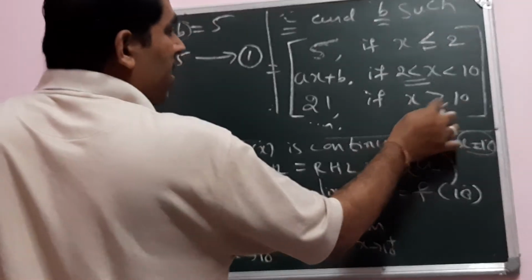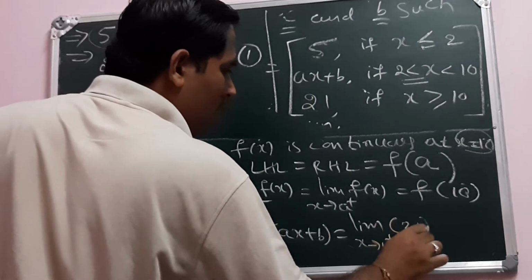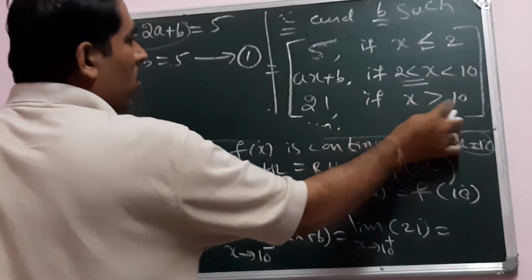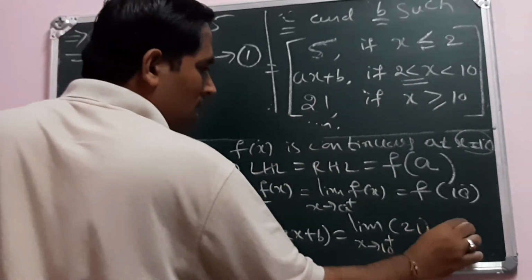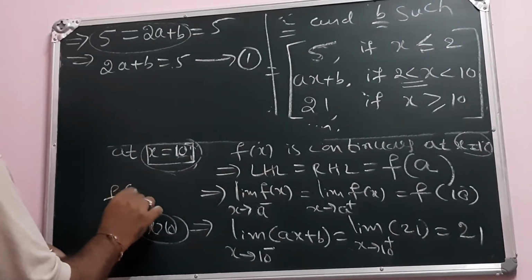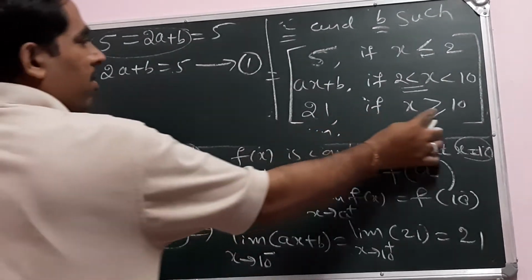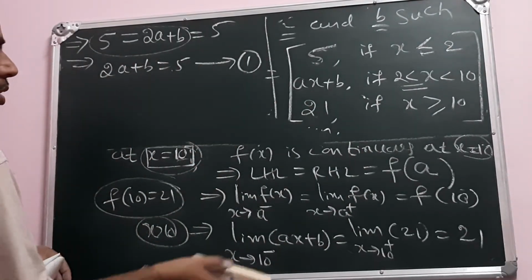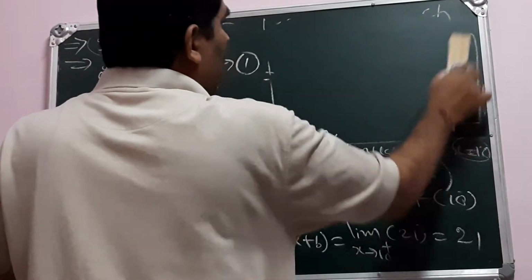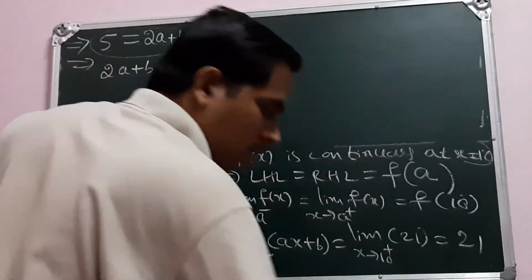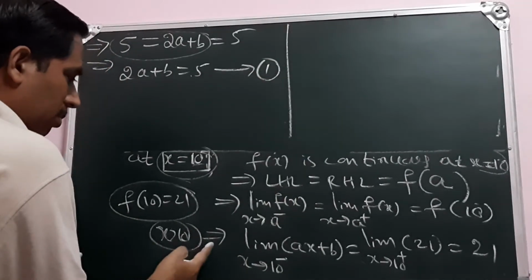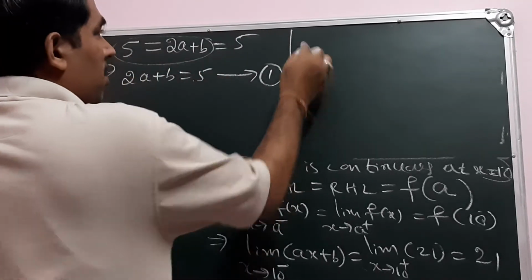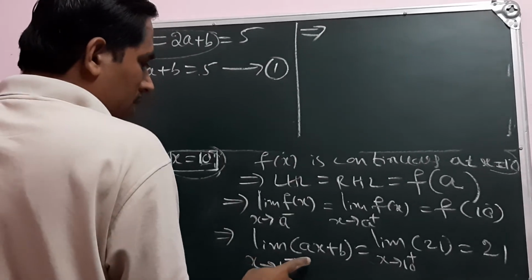So x is greater than 10 means 21. We'll get constant 21. See, f of 10. So 10 is included here. x is equal to 10. So when x is equal to 10, value of the function is 21. Okay, f of 10 is what? 21. See, when we include 10, value will be 21. So I will continue here.